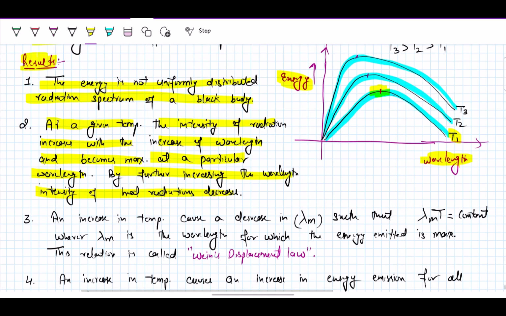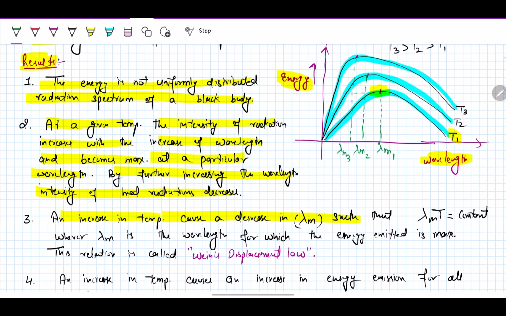And the next finding is that an increase in temperature causes a decrease in lambda maximum, right? So we can find out lambda maximum. Let's say this is the maximum of this particular curve at T1, then the lambda max is just this one. So we can write this lambda max for temperature T1, this is lambda max for temperature T2, and this will be the lambda max for temperature T3, right?